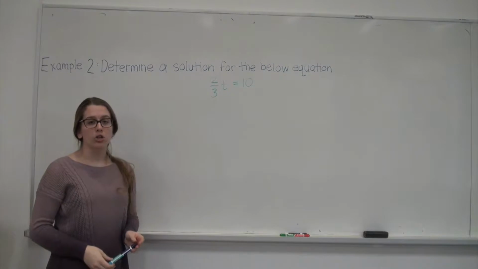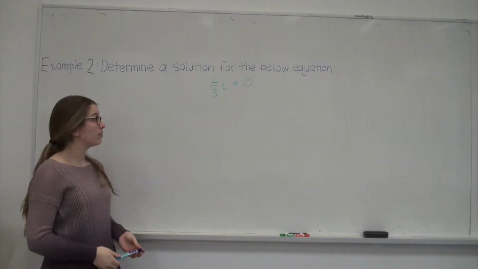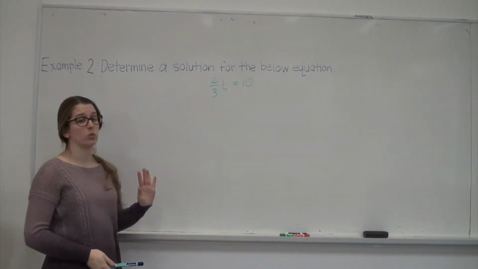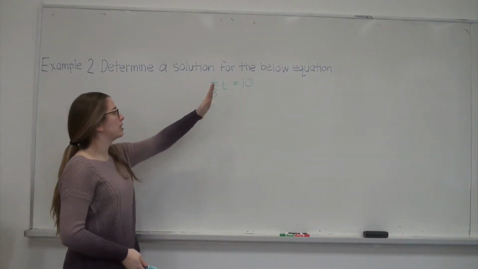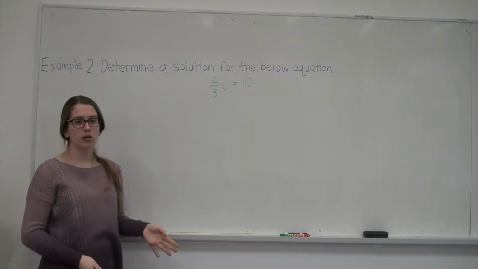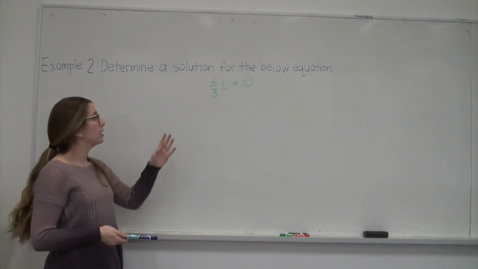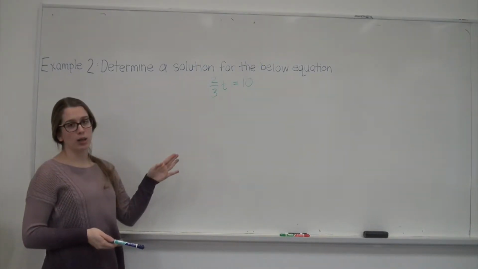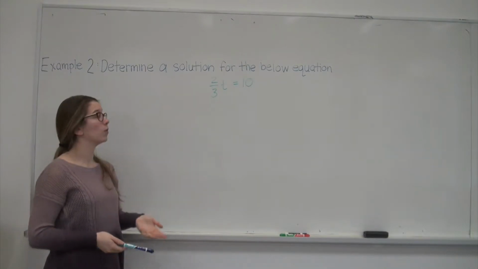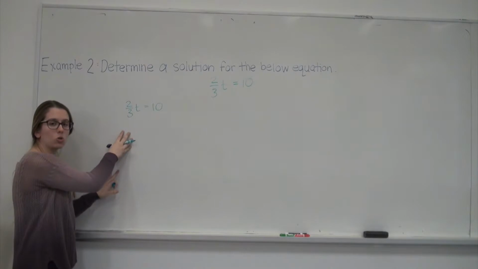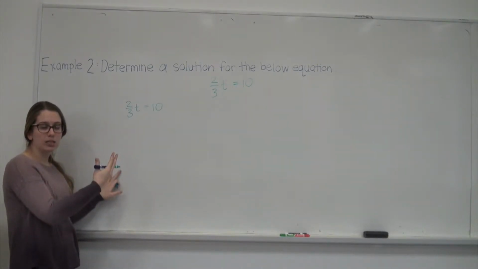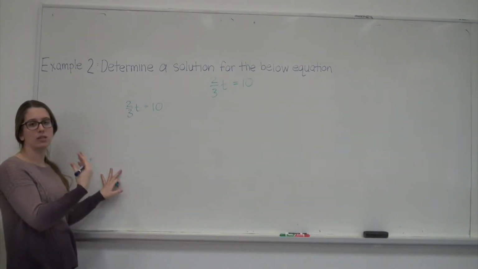When we look at the operations being applied to the variable of interest, some people might see this as one operation or two operations. The one operation would be that t is just being multiplied by 2/3, but the two operations would be that t is being divided by 3 and then being multiplied by 2. We'll look at it as if it's just one operation. t is being multiplied by 2/3. The opposite of multiplying would be dividing.